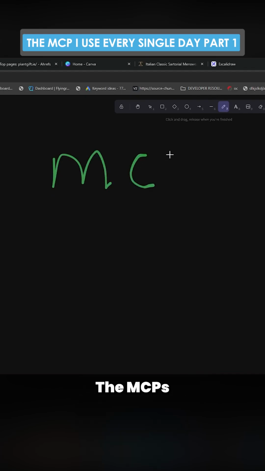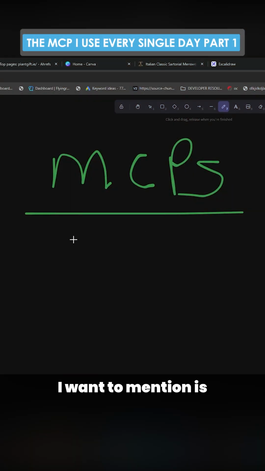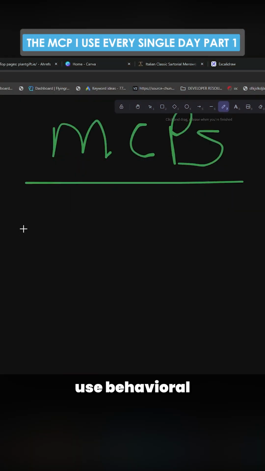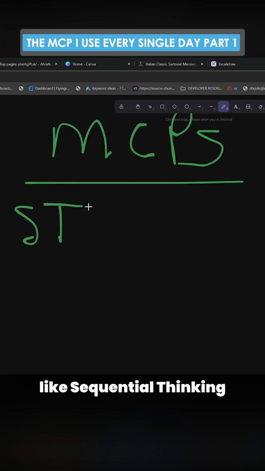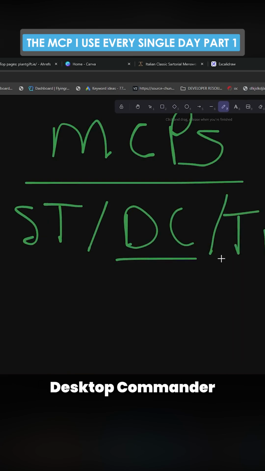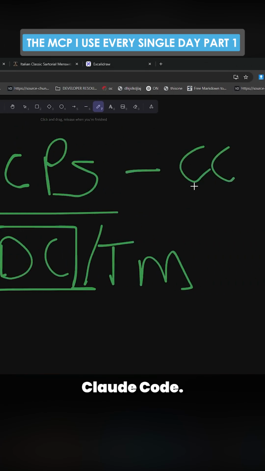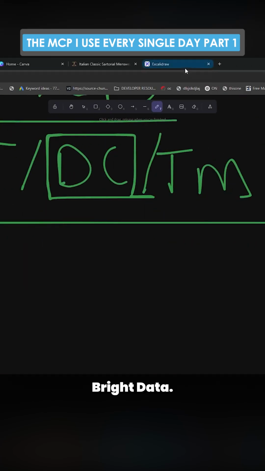The MCPs that I use every single day to develop apps. Now, the first thing I want to mention is I don't really use behavioral MCPs like Sequential Thinking or Desktop Commander or Taskmaster. I would use Desktop Commander if I was using Claude Desktop, but I'm specifically talking about Claude Code. Now, the first one and the main one is actually Bright Data.